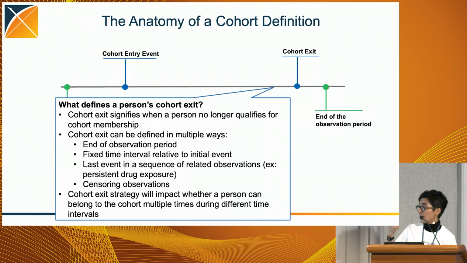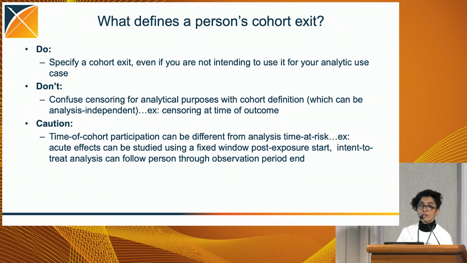That specific cohort exit strategy has an impact on whether a patient can belong to your cohort multiple times or not, right? So if your cohort exit strategy is end of observation time, the patient will be in your cohort until the observation time ends, right? But if your cohort exit strategy is, like, 1 day after the occurrence of the event, if the event recurs, that patient can potentially belong to your cohort again, as long as you're not looking at the first time it's happening to the patient. Always try to define your cohort exit strategy, even if you're not trying to use it.